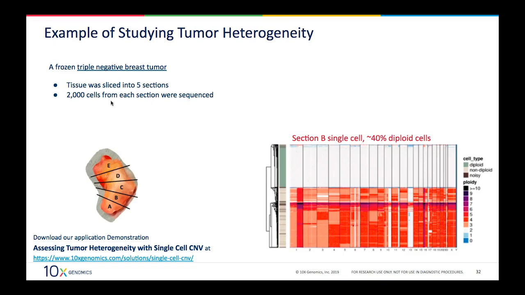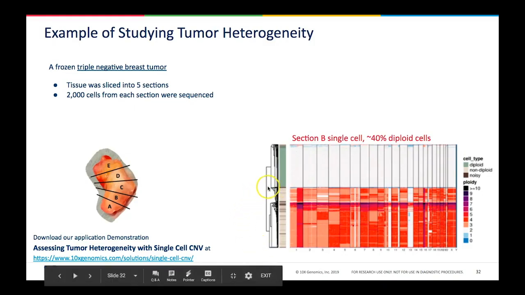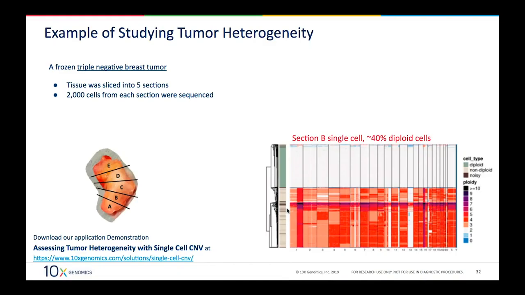So what you can see from these 2,000 cells is that right away you have a fraction of cells, around 40% here, that are fully diploid. Okay, they're completely gray. And you can see that they are normal cells, and there is something like 60% of cells that have significantly different copy number variations.